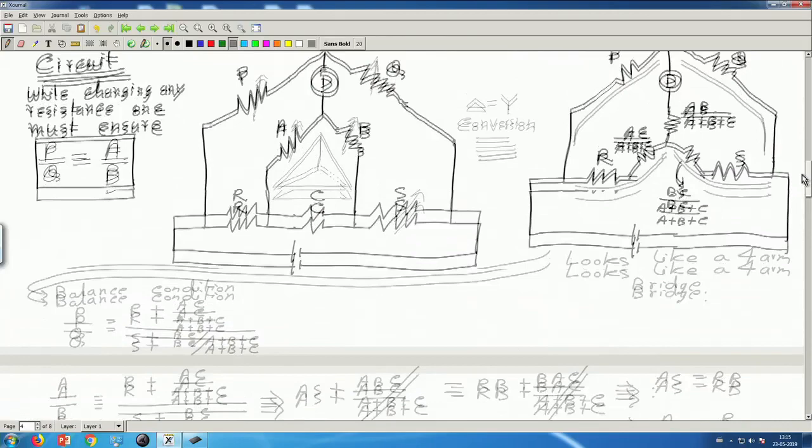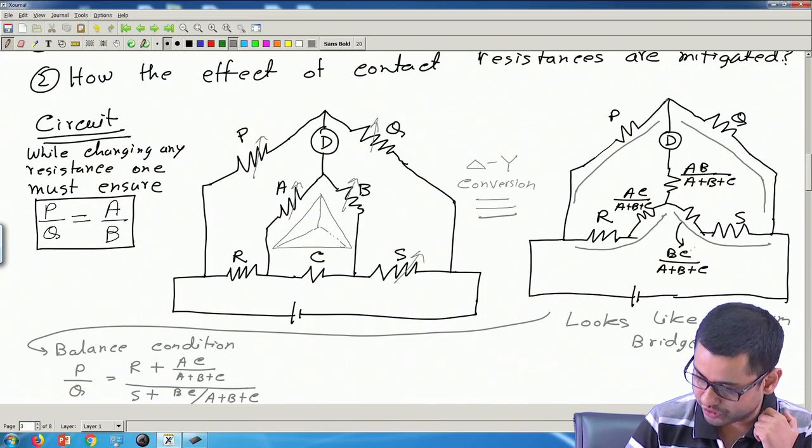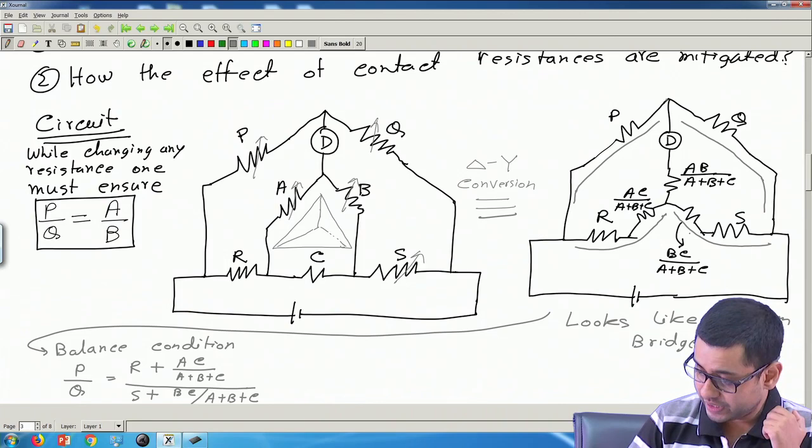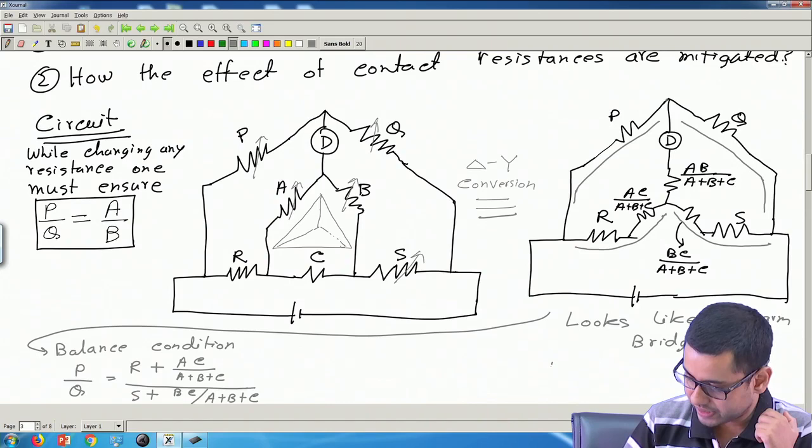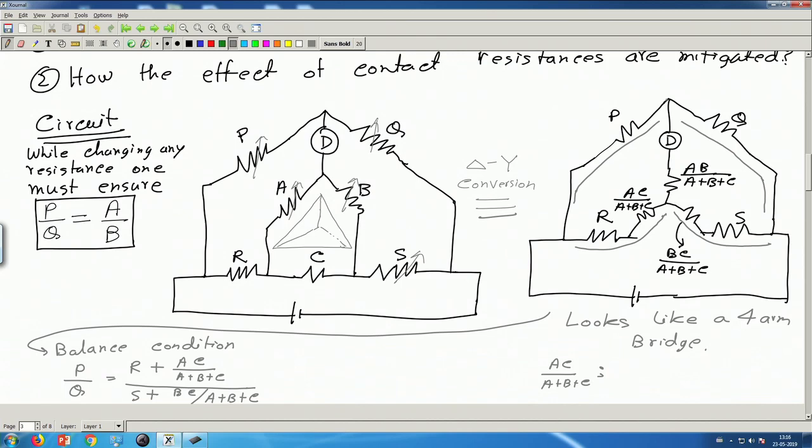After this delta to star conversion, the resistance here on the left side is AC by A plus B plus C, and this side is BC by A plus B plus C. So it's like it's dividing this resistance C. This C is divided in the ratio of A by B. If you take the ratio of these two, AC by A plus B plus C to BC by A plus B plus C, this is nothing but A is to B, which is the same as P is to Q.